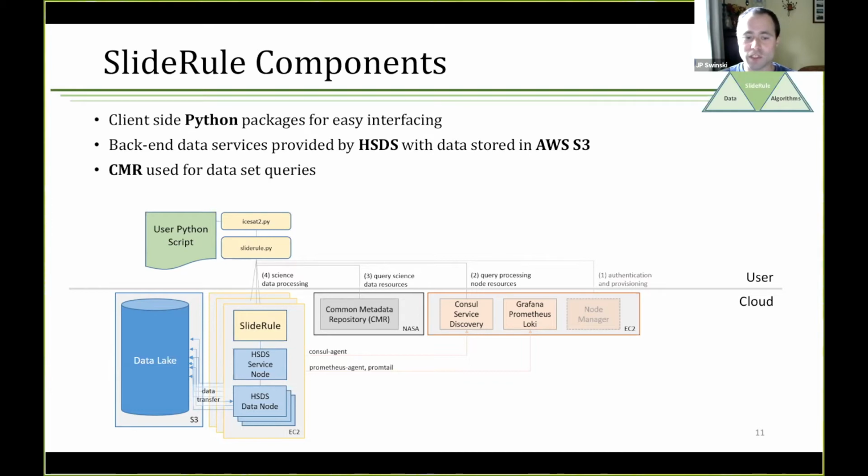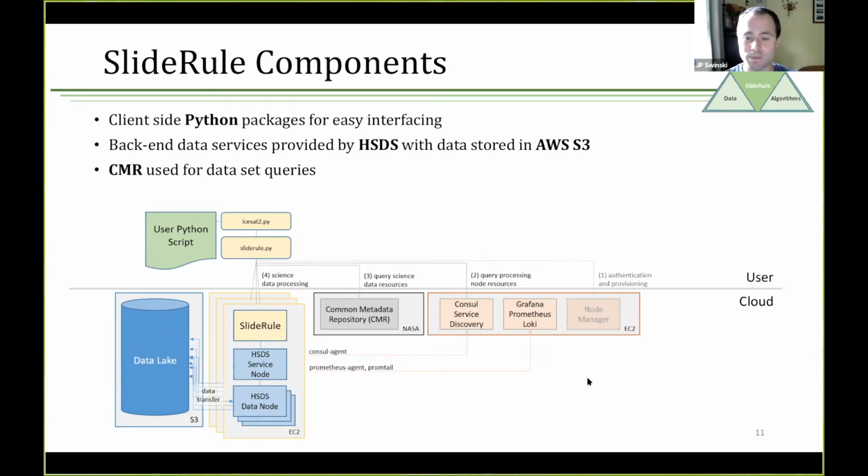But slide rule is also supported by some other infrastructure. We leverage the CMR system that NASA provides for indexing all of the science data products that NASA provides. And then we have things like service discovery that are used just as a part of the infrastructure. But the heart of the system is the slide rule servers that handle the processing requests. And then, in turn, to get to the data, they will pass that off to HSDS, and HSDS goes and reads it out of S3. So this was our previous architecture that we've been running with for about a year.